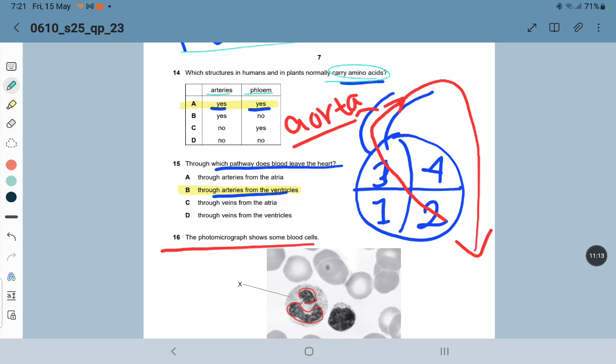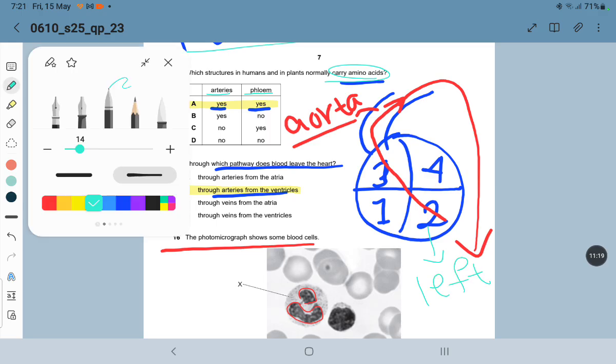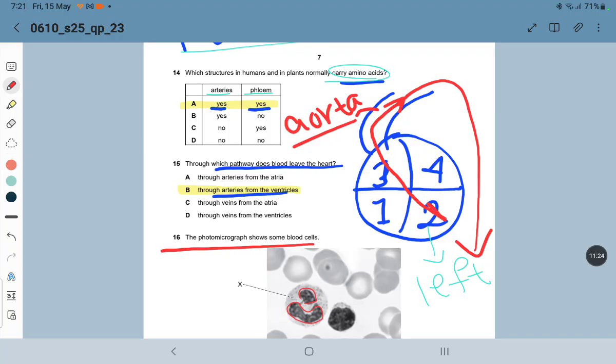Well, the blood will move from your left ventricle, which is marked as 2 here. It will move from 2 flowing through the aorta, which is the largest artery in the human double circulatory system, and will move out of the aorta at high pressure to all body parts.